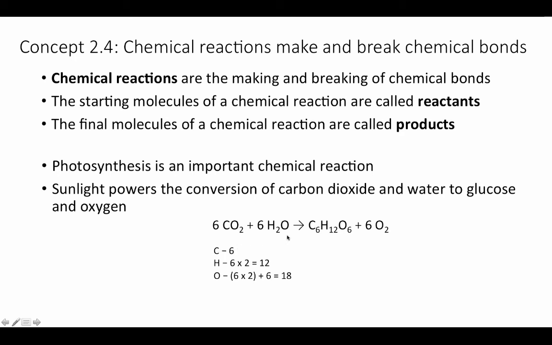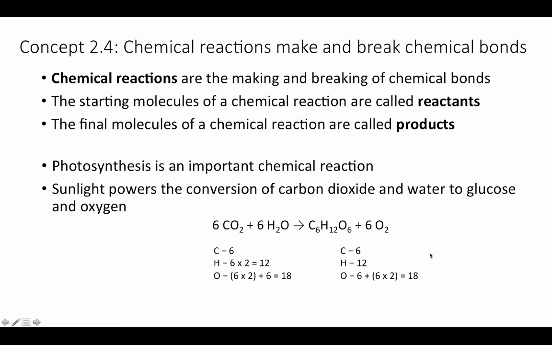On the reactant side, we have 6 carbons, so 6 molecules of carbon dioxide have 6 carbon atoms. The number of hydrogen atoms is going to be 2 hydrogen atoms per water molecule times 6 water molecules, which is 12. And then oxygen, we've got 2 oxygen atoms per carbon dioxide, 6 carbon dioxides for a total of 12 there, and then 6 more in the water for a total of 18. If we look at the product side, we still have 6 carbon atoms, 12 hydrogen atoms, 6 oxygen here, plus another 12 over here to give you 18.